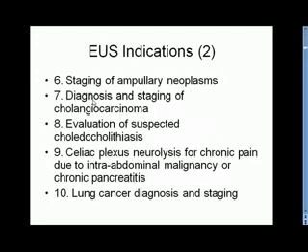chronic pancreatitis. Furthermore, staging of ampullary neoplasms, diagnosis and staging of cholangiocarcinoma, the evaluation of suspected choledocholithiasis, also celiac plexus neurolysis for chronic pain due to intra-abdominal malignancy or chronic pancreatitis, and lung cancer diagnosis and staging. The following cases will illustrate all these different indications one by one.